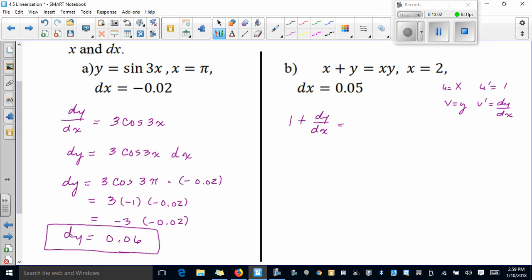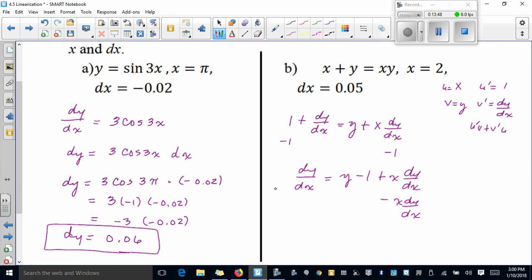So I'm going to move this x dy dx to the left side, and I'm going to take the 1 and move it to the right. So subtract 1, I get dy dx equals y minus 1 plus x dy dx. And now I'm going to subtract the x dy dx from this side. And we get dy dx minus x dy dx equals y minus 1.